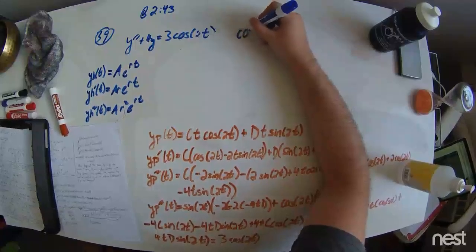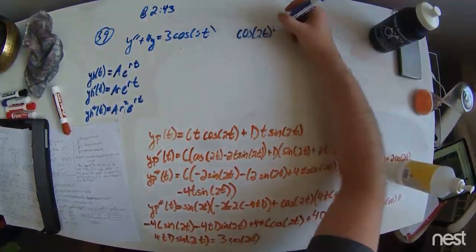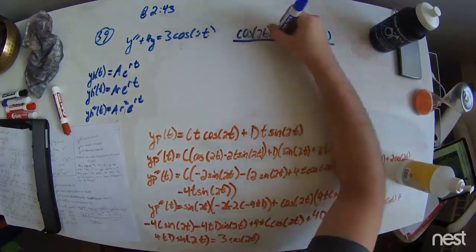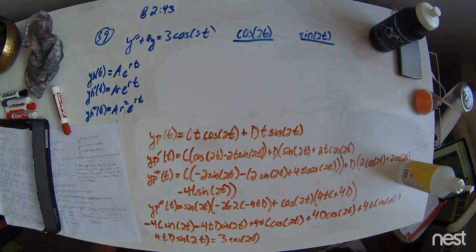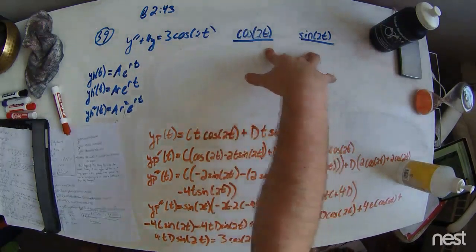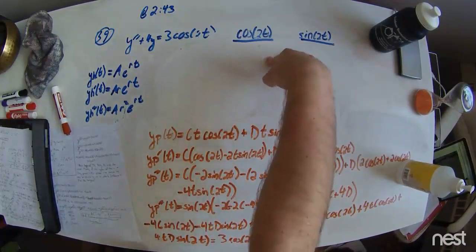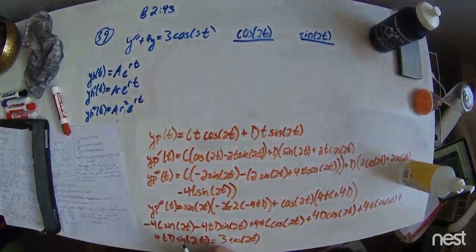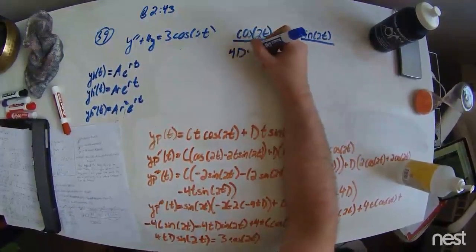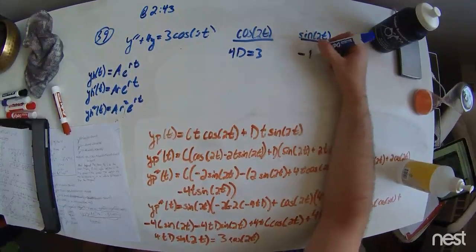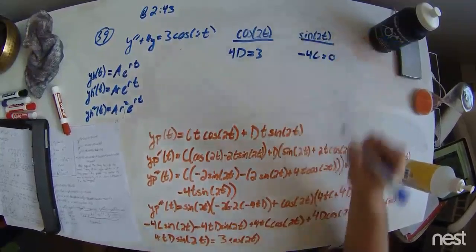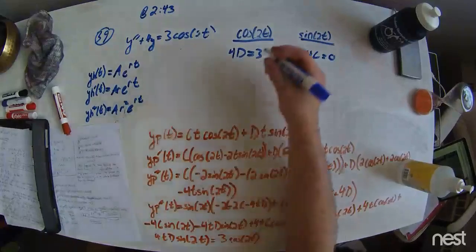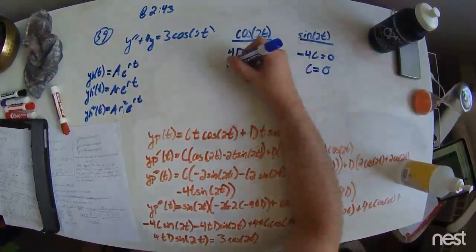I will choose cosine of 2t and sine of 2t in order to solve for constants c and d. What I mean by choosing these terms is setting the constants in front of these terms on each side of the equation equal to each other. On the left-hand side we have 4d equals 3, and minus 4c equals 0. From this, we see that c equals 0 and d equals 3 fourths.